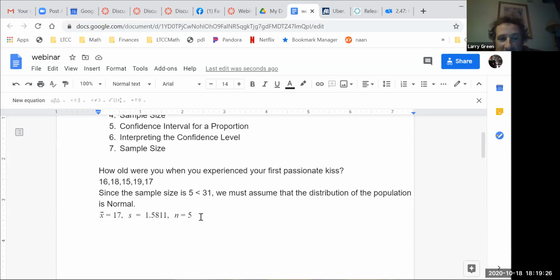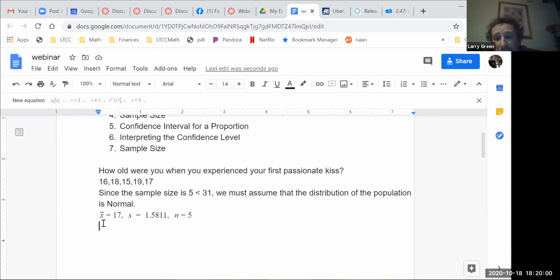All right, so a few things. Really what we want to say is, we got this x bar is 17. So the question is, can you say that the average age of all California students when they got their first passionate kiss is 17? Okay, definitely not. You can't say that. We have a sample size of 5. We didn't ask everyone.